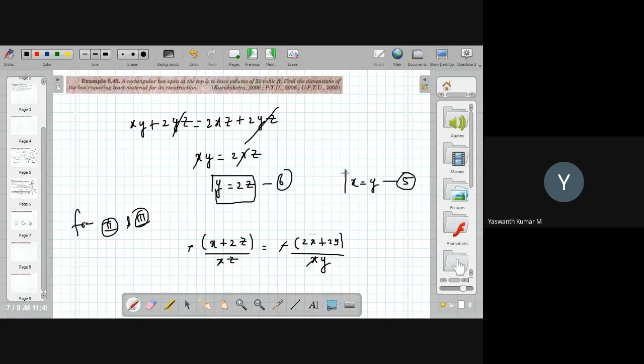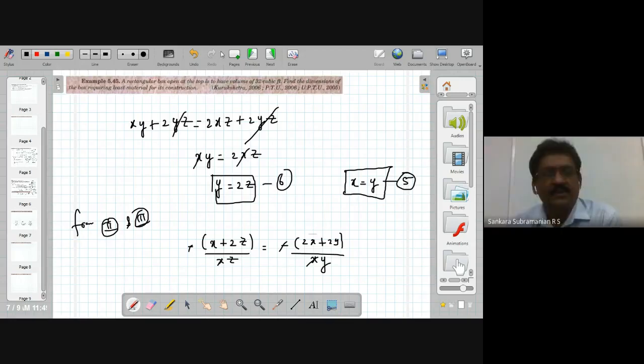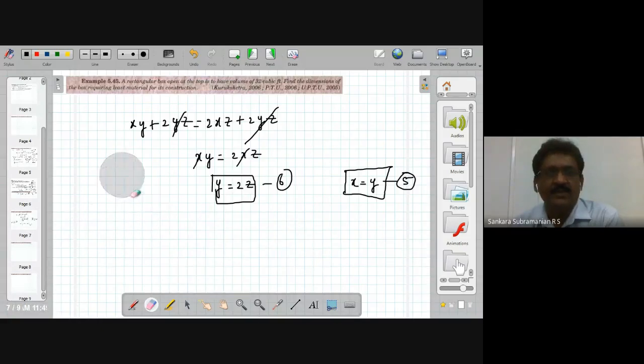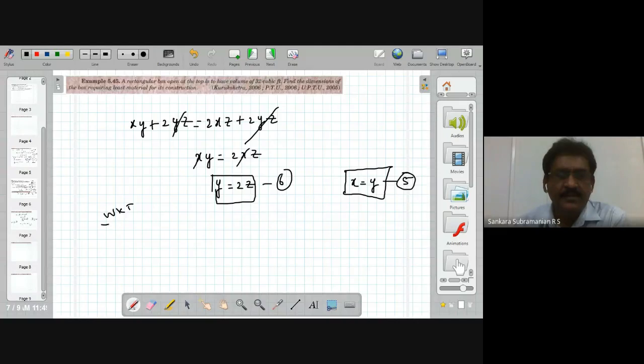Okay. Z equal to y by 2, we can put that. But I want the value for x, y, z. So we know that the volume, xyz, must be equal to 32, as given.